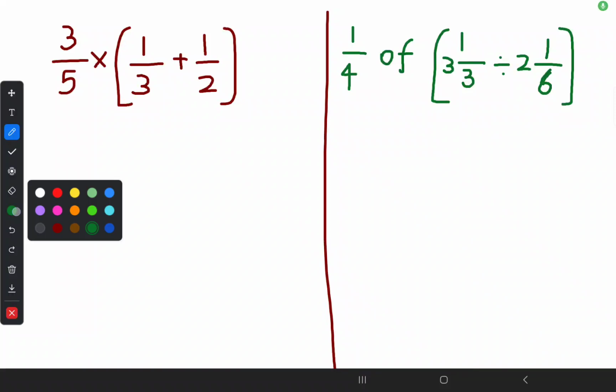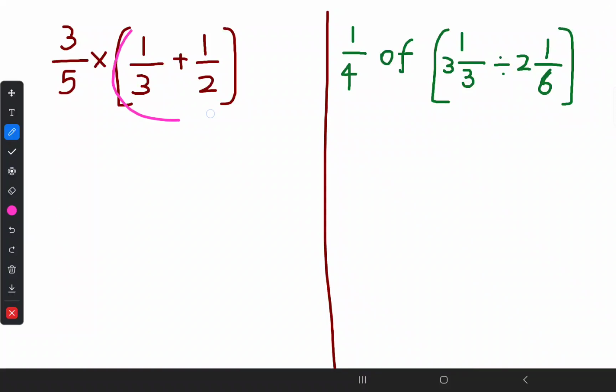Questions. Look at this. There's a bracket, multiplication and addition. So you should do the operation inside the bracket. Even though outside we have multiplication, you should give priority to the bracket. So you should do this operation first, then after you can multiply that answer with this fraction.